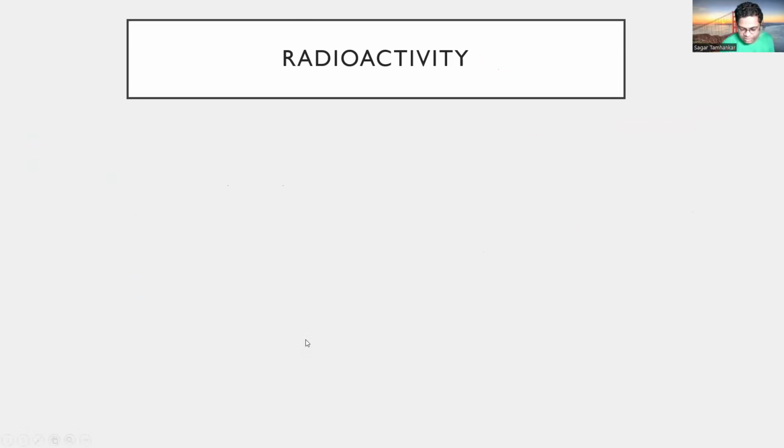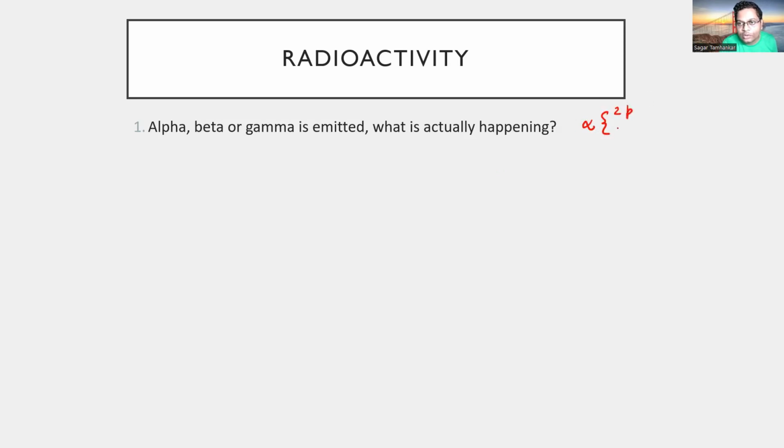Okay. Moving to the next, alpha, beta, gamma is emitted. So what is actually happening? That is what we will see now. Alpha, beta, gamma radiation. Basically, when an alpha particle is emitted, 2 protons and 2 neutrons leave the nucleus. When a beta particle is emitted, an electron leaves the nucleus. And when gamma is emitted, energy in the form of electromagnetic waves is emitted.